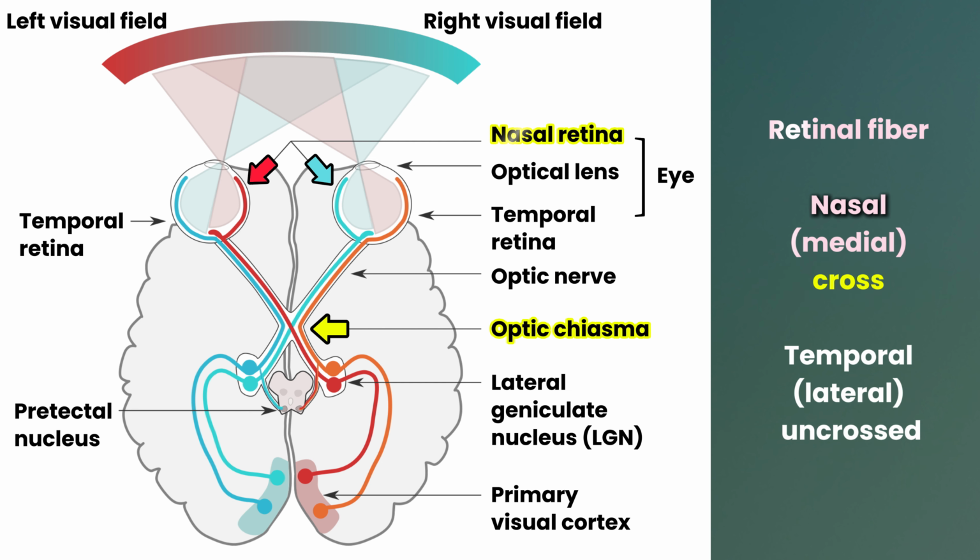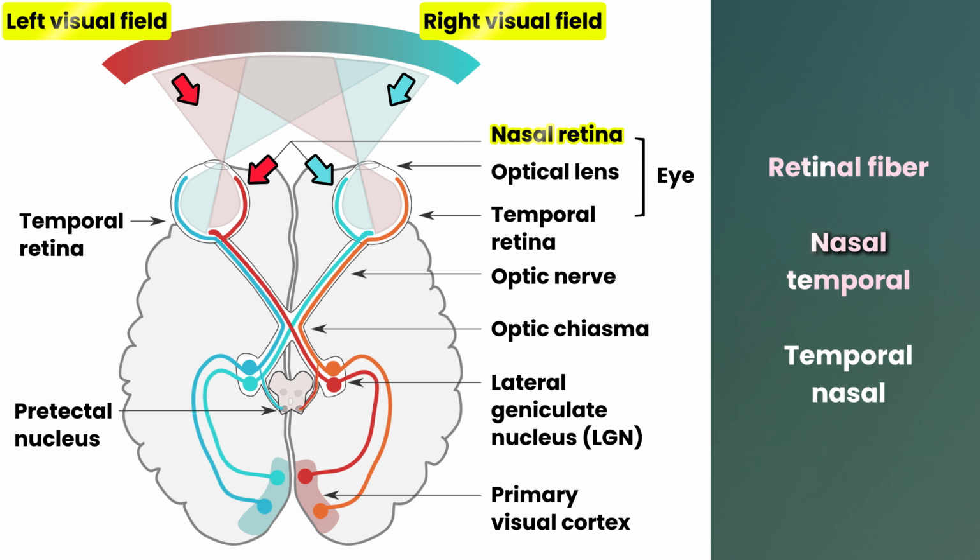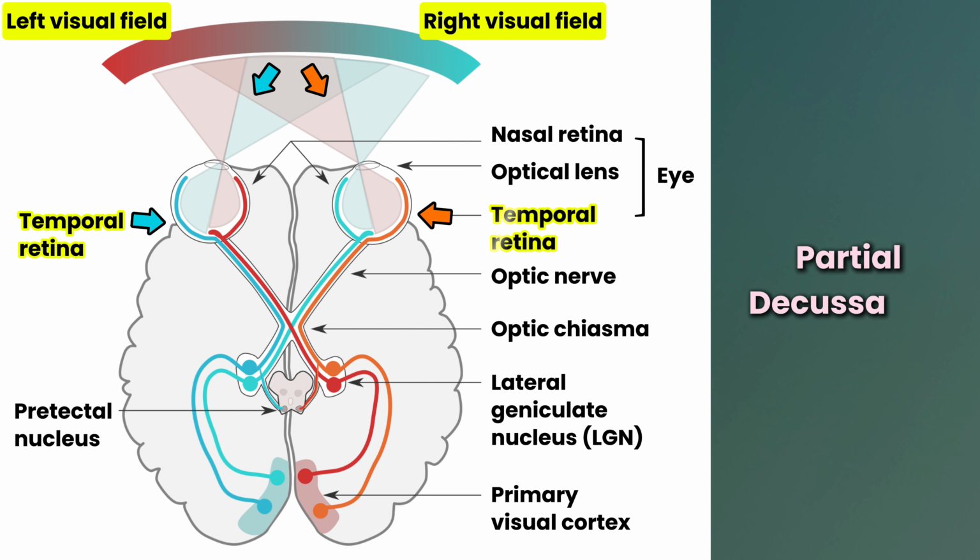In the chiasm, nasal retinal fibers from both eyes cross, while temporal lateral retinal fibers remain uncrossed. Nasal hemiretina fibers carry information from the temporal halves of the visual fields, while temporal hemiretina fibers convey information from the nasal halves of the visual fields. As a result of this partial decussation, the entire left half of the visual world is projected to the right side of the brain, and vice versa.